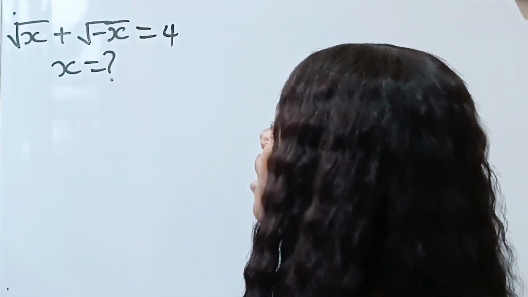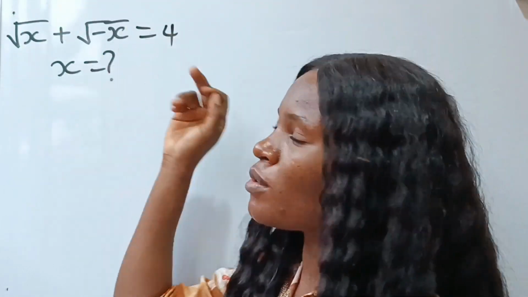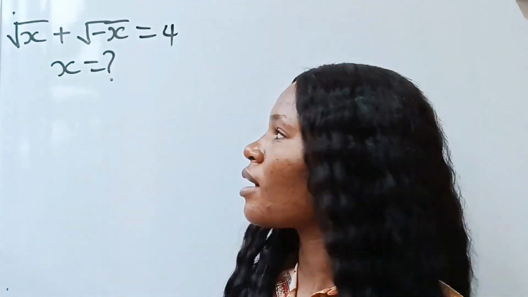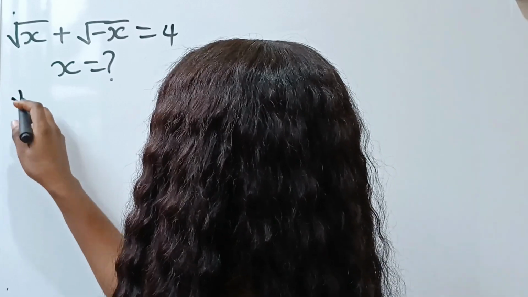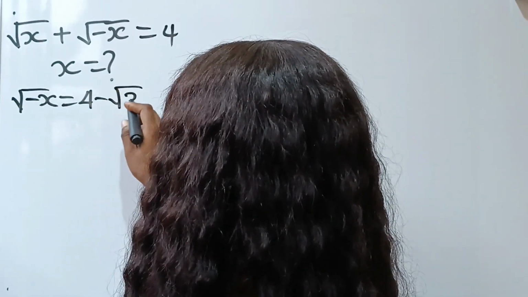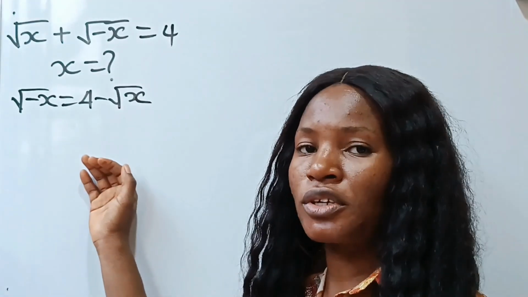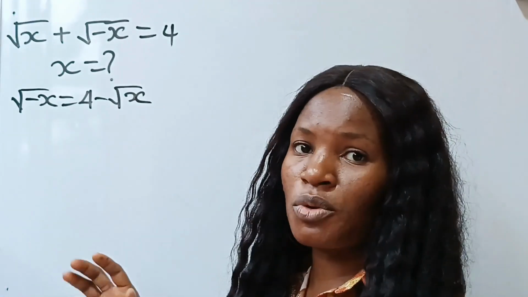Okay, all right. Now I want to transfer this to this side of the equation. Let me have one to tackle and use it to get my x. So that means I'm going to have root minus x is equal to 4 minus root x. Now let's square both sides of the equation so that I'll have minus x remaining.